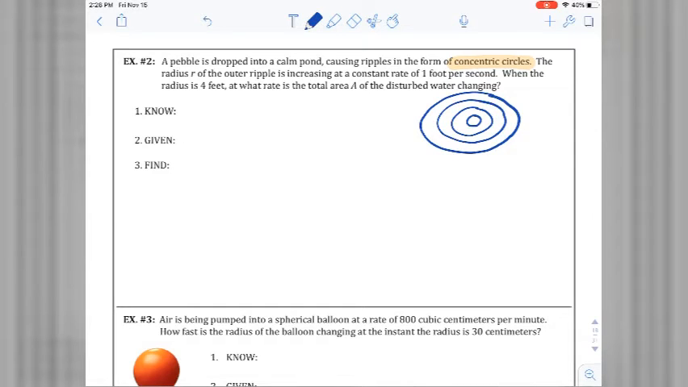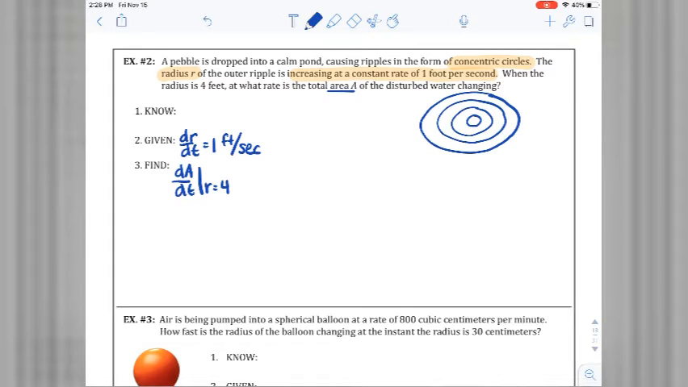That's okay. The radius r of the outer ripple is increasing at a constant rate of 1 foot per second. That's happening to the radius. So we're going to say dr/dt is a positive 1 foot per second. When the radius is 4 feet, at what rate is the total area of the disturbed water changing? So we want dA/dt when r equals 4.